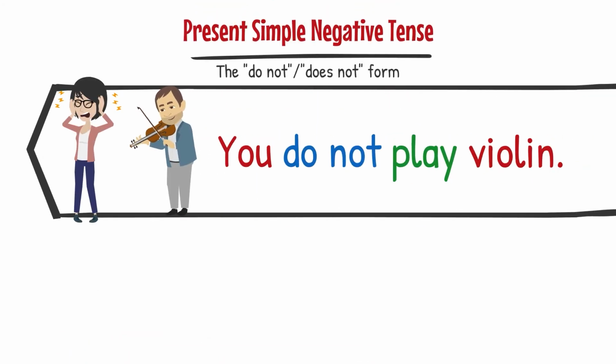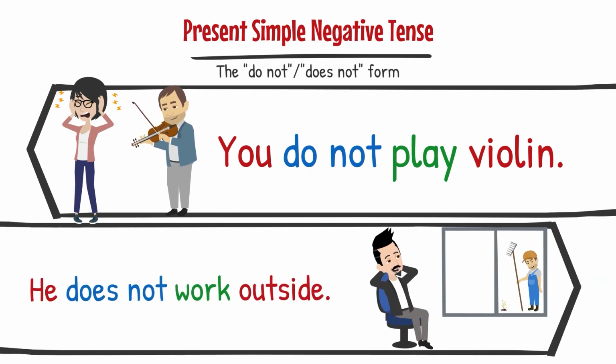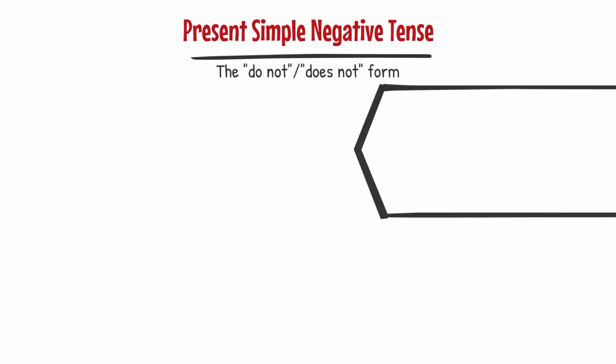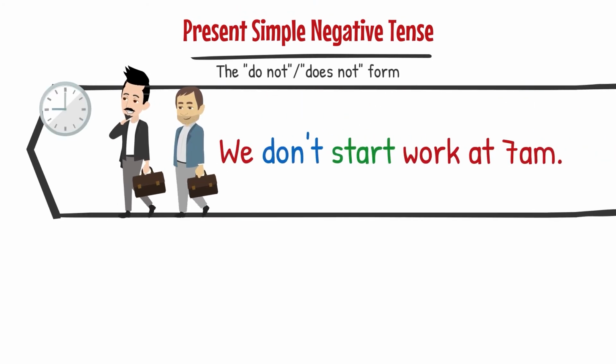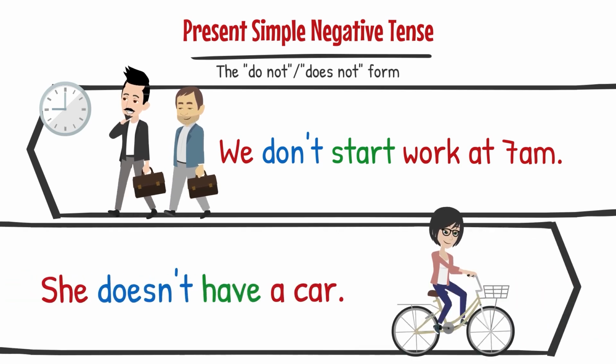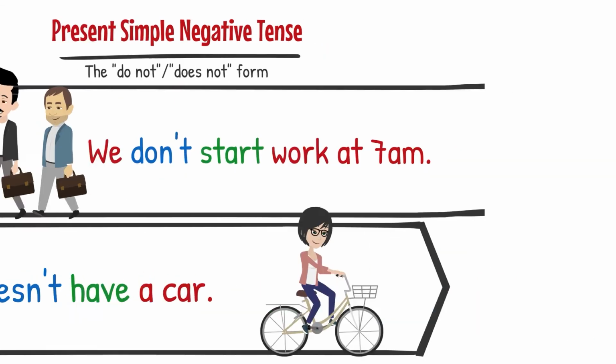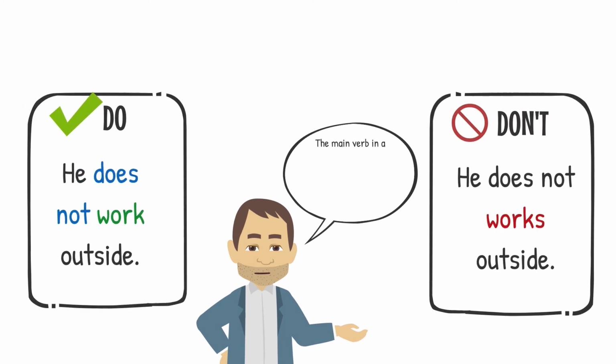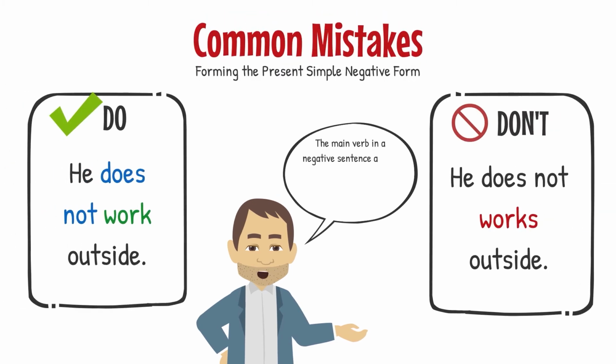You do not play violin. He does not work outside. We don't start work at 7 a.m. She doesn't have a car. The main verb in a negative sentence always stays in the base form, even when the subject is he, she, or it.